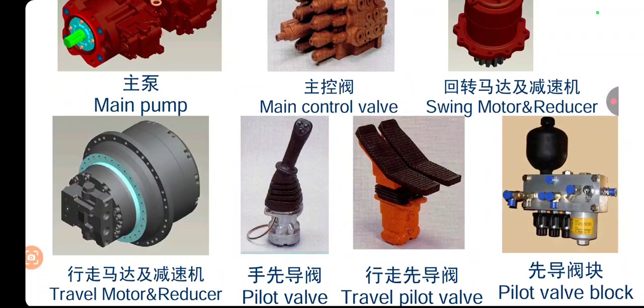Travel motor and reducer. Travel motor, in the case of an excavator, we have two travel motors, one on the right side, one on the left side. Both get oil from the main pump, and both have different spools. Once we operate a single motor, for example, we operate the right motor, it will move the machine towards the left side. And if we operate the left motor, it will move the machine towards the right side. If we operate both motors at the same time, the machine will move forward. And if we operate both motors in reverse direction by pulling the levers or sticks towards us, it will move the machine backwards.